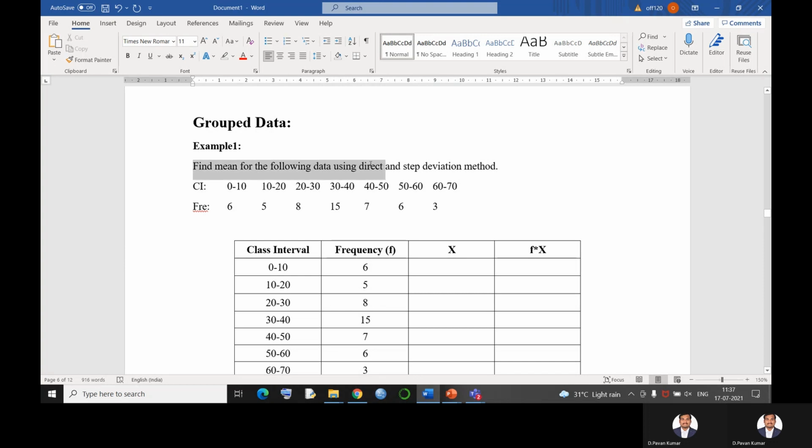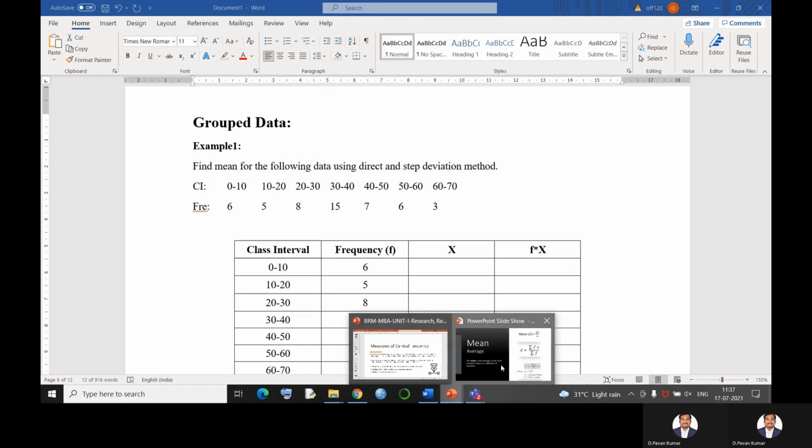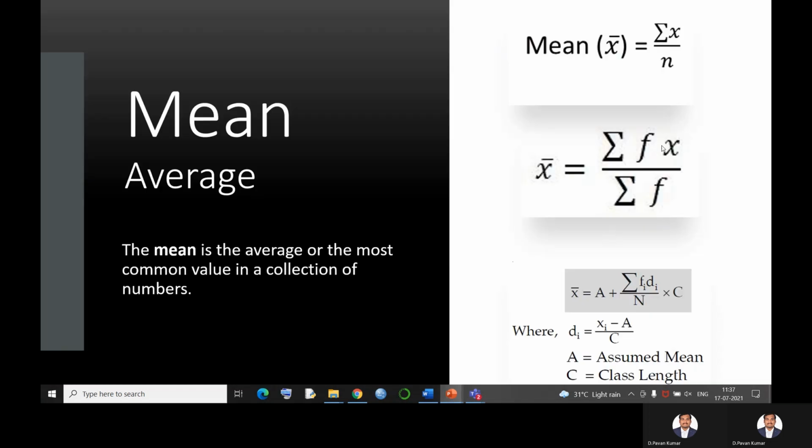Find mean for the following data using direct and step deviation method. That means we have two ways to find out mean. One is the standardized formula, which we say as x bar is equal to summation f into x by summation f.